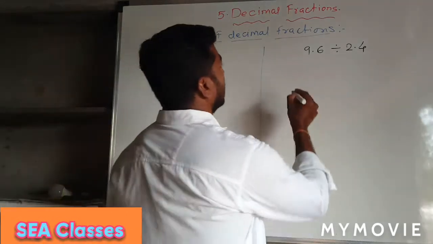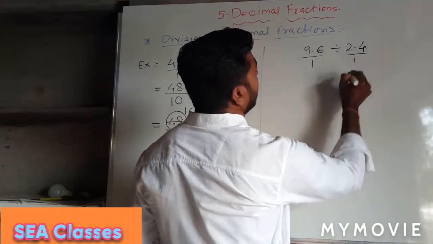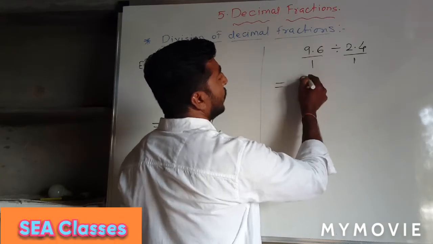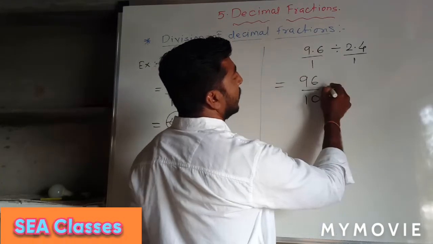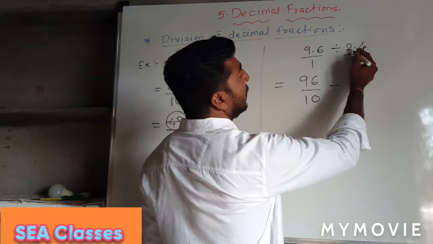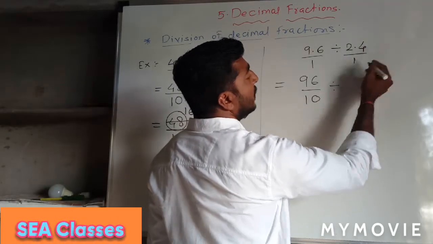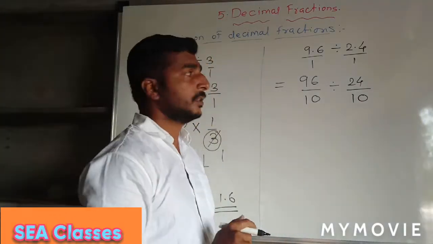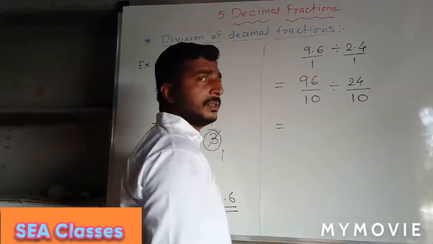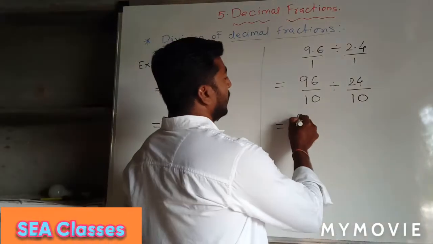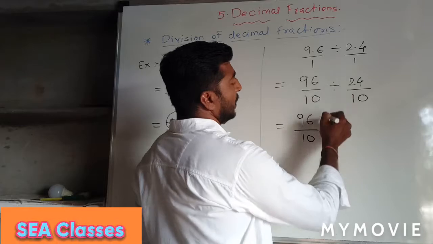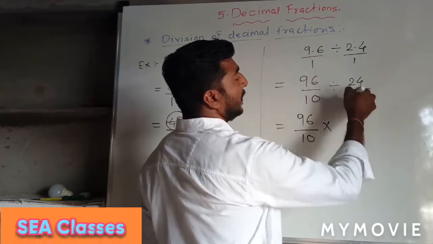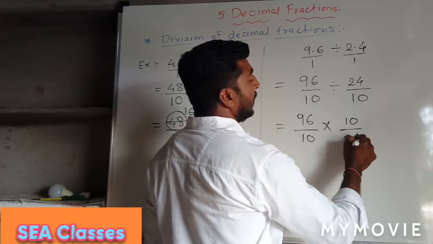Now the second example we will see here. You know there is always a denominator 1 for the given number, right? It is 9.6. So there is one digit after the decimal. So remove the decimal and take 10 in the denominator. Divided by, similarly here also you will see 2.4. There is one digit coming after the decimal. So remove the decimal and give 10 in the denominator. Now it is a division of fractions. So you will take 96 upon 10. Instead of this division, you will take multiplication, then take the reciprocal of the second fraction. So the reciprocal of 24 upon 10 will be 10 upon 24.